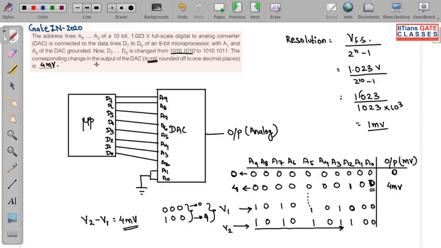Okay, and the difference between these two bit values for this DAC, whenever this input to the DAC changes, the output will change by 4 millivolt. Okay, so this was a good question, but it was simple.